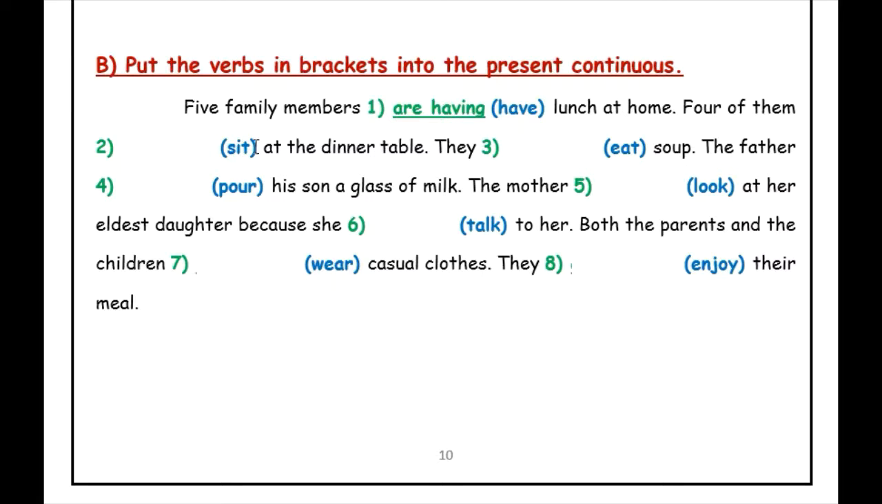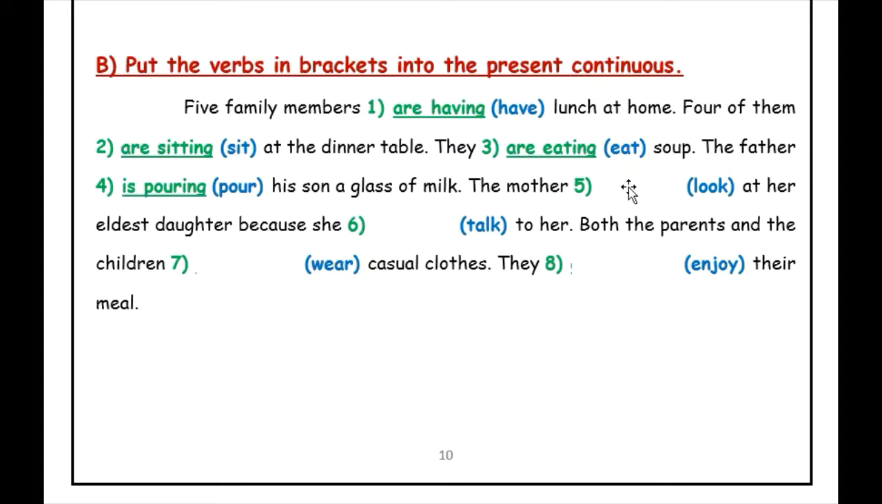4 of them sit at the dinner table. 4 of them are sitting at the dinner table. They eat soup. They, excellent, are eating soup. The father pour his son a glass of milk. The father is pouring his son a glass of milk.